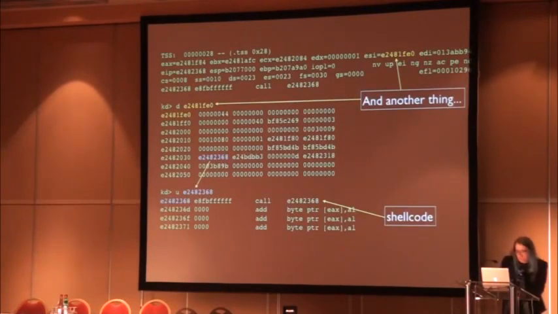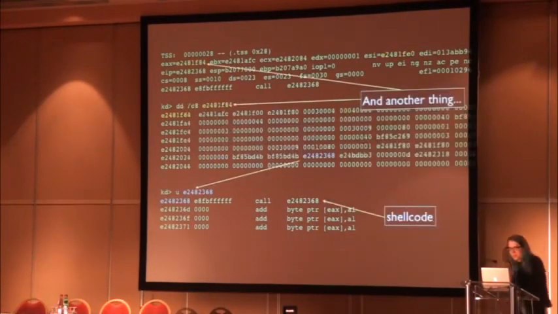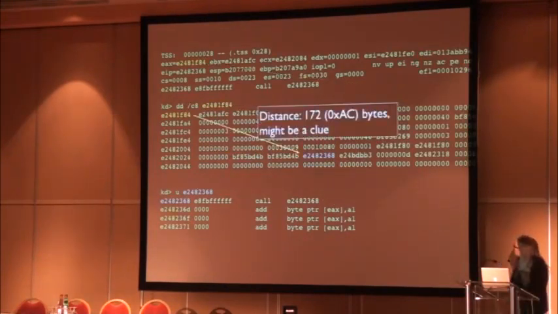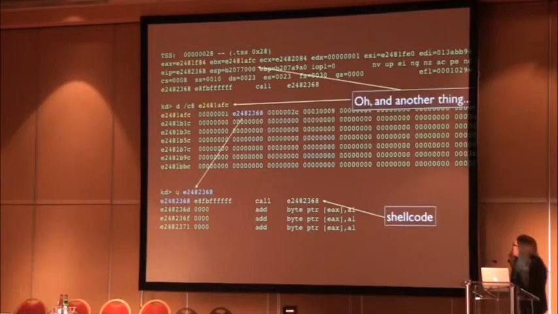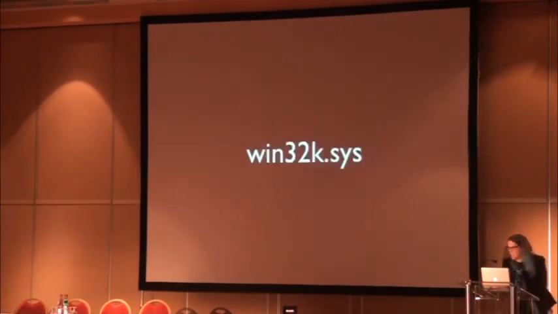Well, ESI is that plus that offset. So any place that ESI plus 50 hex appears, that might actually be the jump to the shellcode. Or EAX plus that many bytes, that might be it. Or EBX plus 4, that could be what the jump to the shellcode is. Because somewhere there's a jump or a call that essentially leads into the shellcode execution.